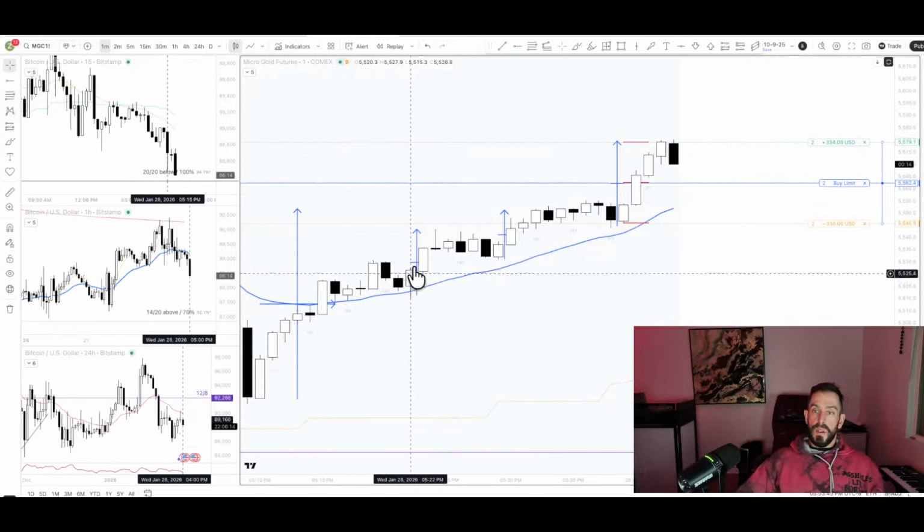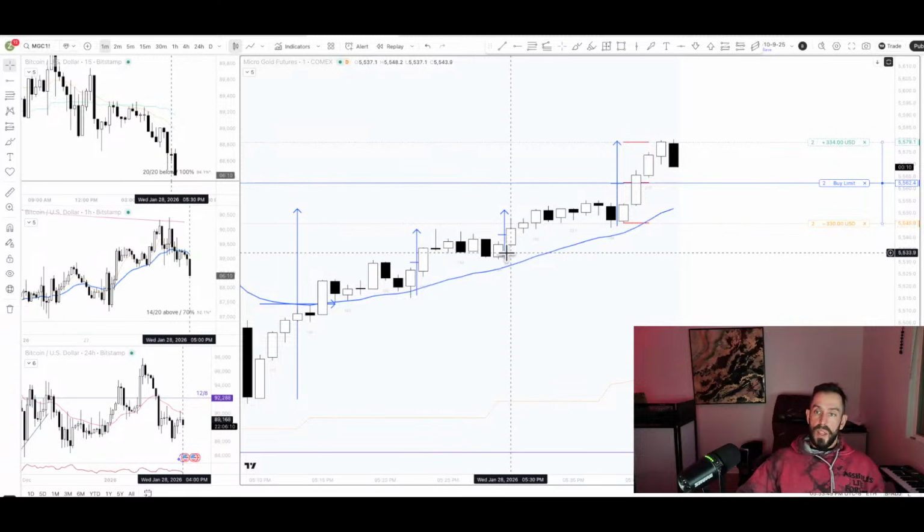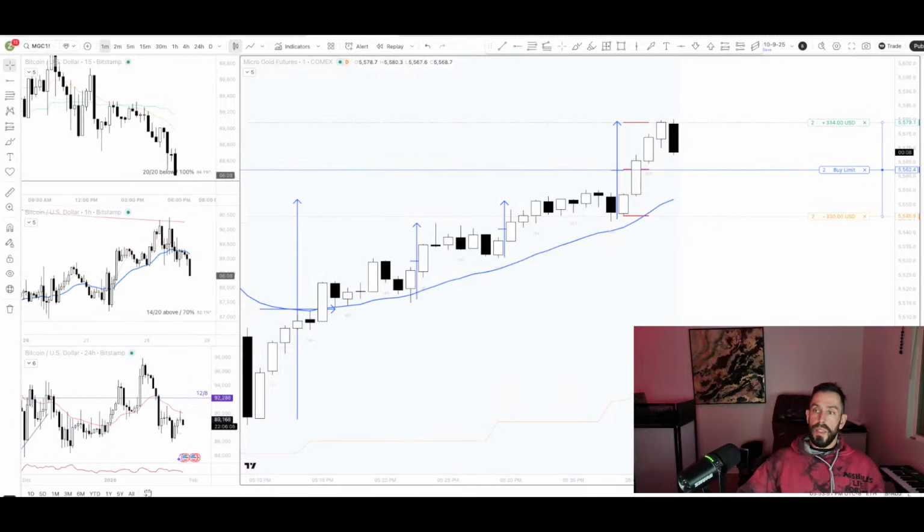Again, we're looking for something like this. You know, a few candles up and then pulls back. Let's see.